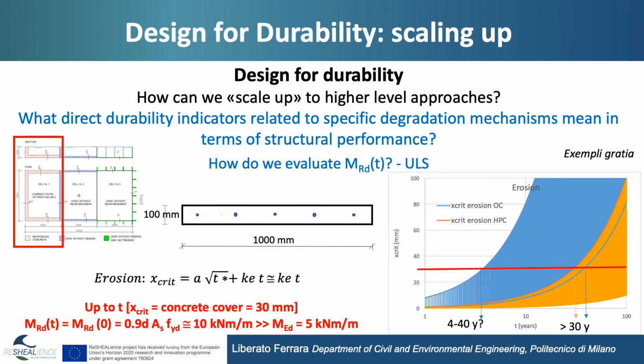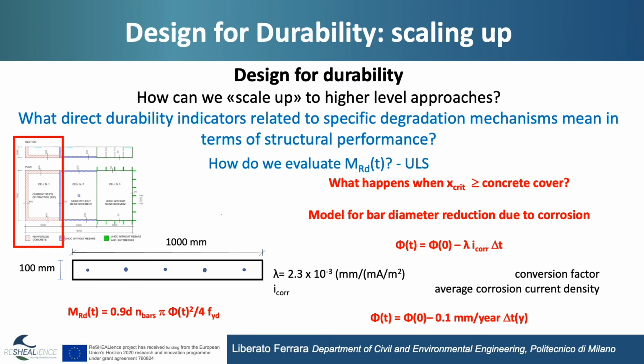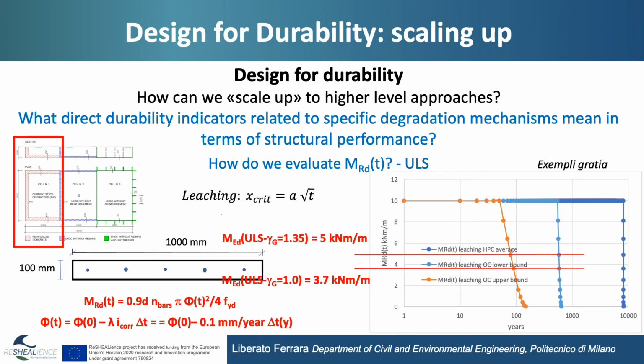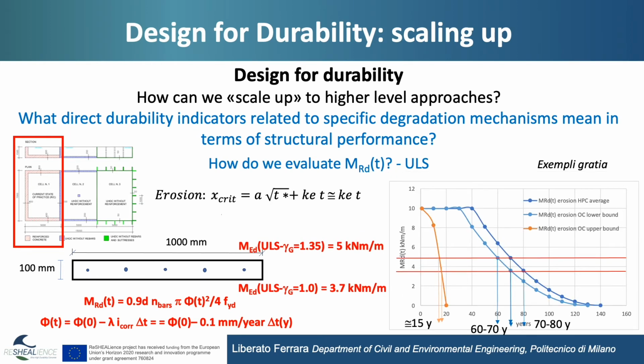Once we lose the cover because of leaching or because of erosion, the corrosion starts once again because the reinforcement is exposed to the aggressive water. And you have a very fast reduction. This is the prediction of the reduction in moment capacity due to leaching and corrosion. And in the next slide, you can find the prediction of the moment capacity reduction in the case of erosion and corrosion. You can see that the decay is really very fast.